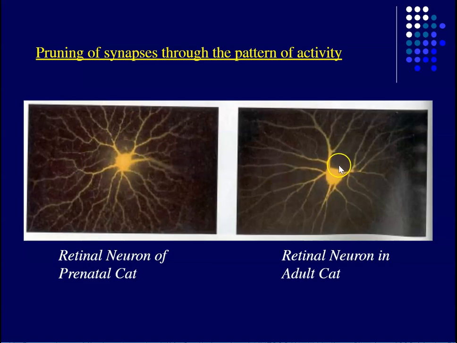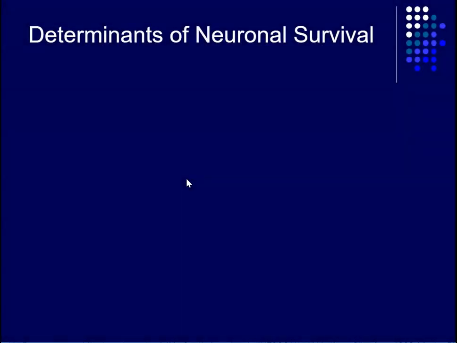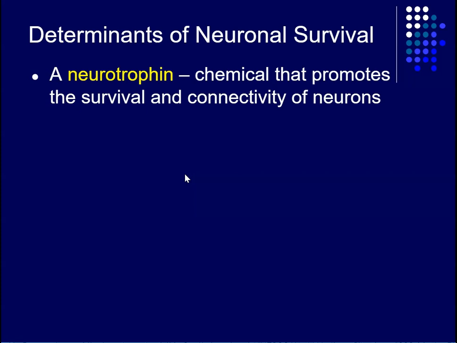That pruning occurred largely as a result of experience, the patterns of activity in the neurons themselves, causing some synapses to die off and others to be retained. The branches connecting to the synapses that died off are eliminated. They're pruned away. What drives these changes? What allows some synapses to survive while others don't? A class of chemicals called neurotrophins are key for this. Nerve growth factor, which you read about in the text, is just one. These chemicals promote the survival and connectivity of neurons. Trophin comes from the Greek word for nourishment.